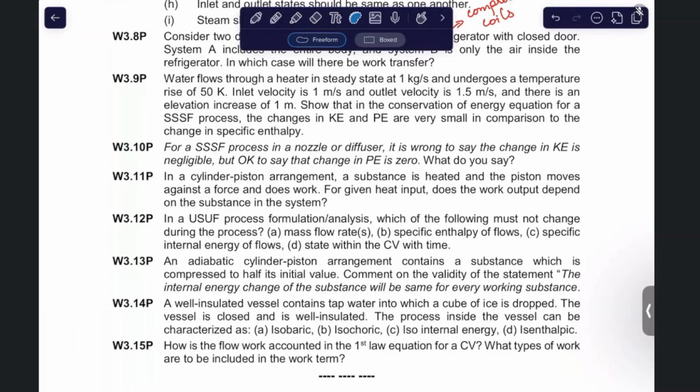Okay. So yes, the substance determines the work output for a given heat input.